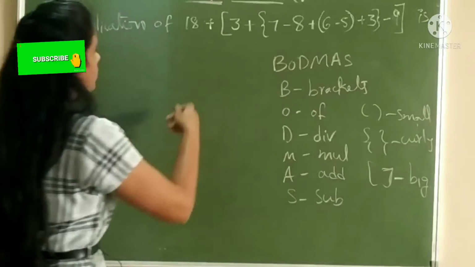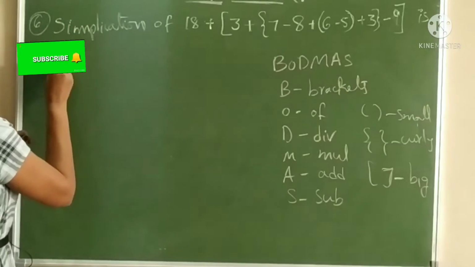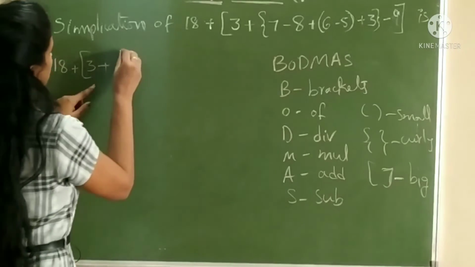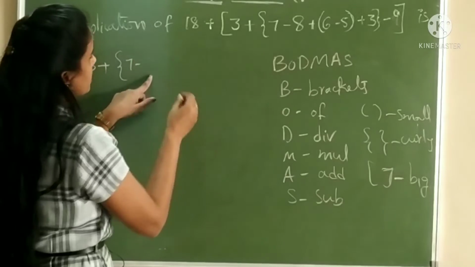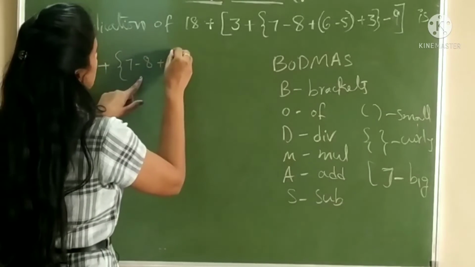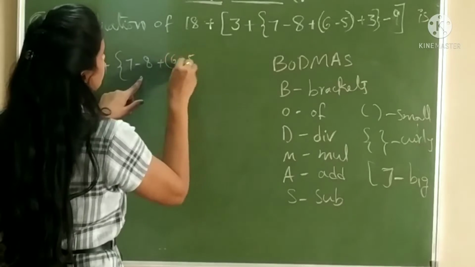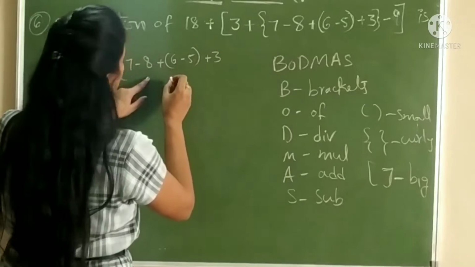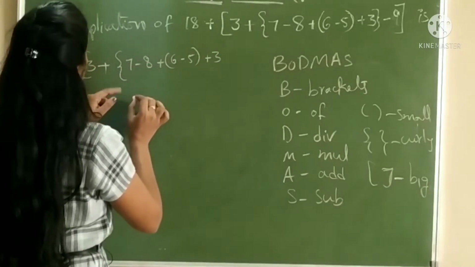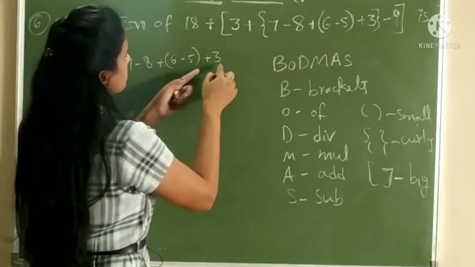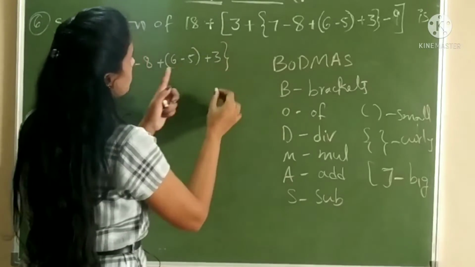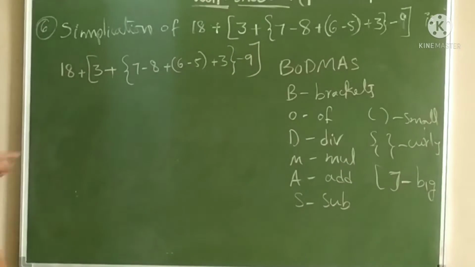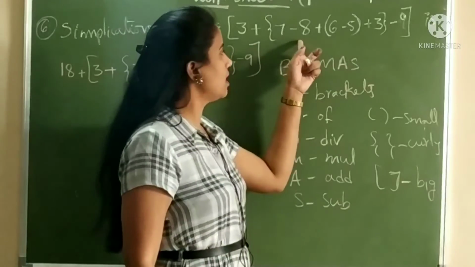First you write the given question: 18 plus 3 plus, curly bracket, 7 minus 8 plus 6 minus 5 plus 3, curly bracket close, again minus 9. As it is, I have written the question.